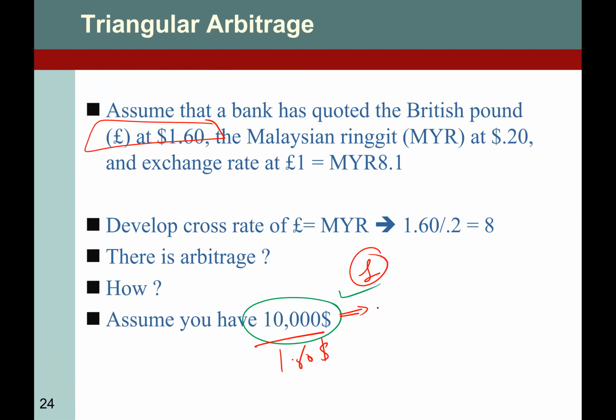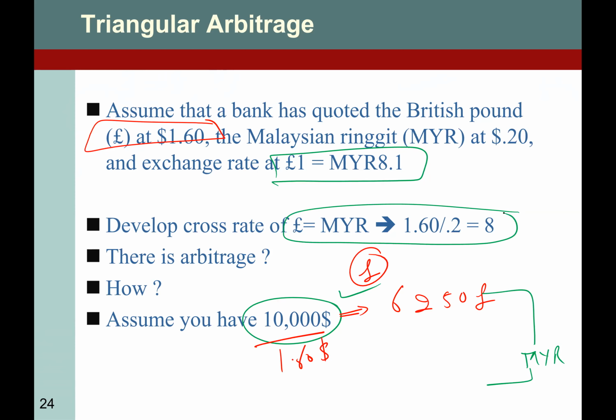Let me see the calculator. It is 6,250 pounds. Right? Convert these pounds into Malaysian ringgit. Do we have the rate here to convert pounds into ringgit? Can we use this cross exchange rate? No, this is the fundamental value. This is the value that is coming from the formula. This is what you calculated.